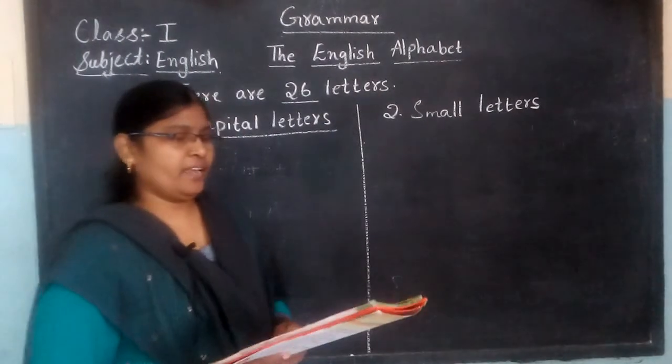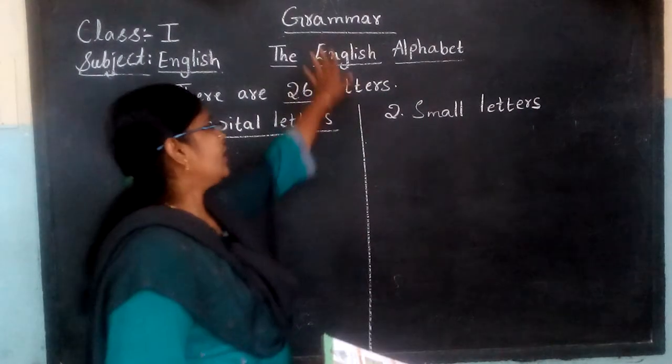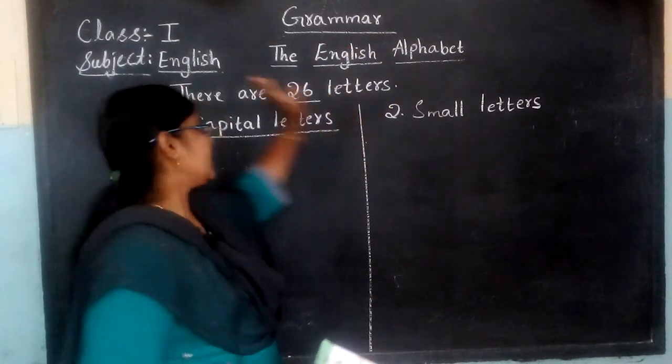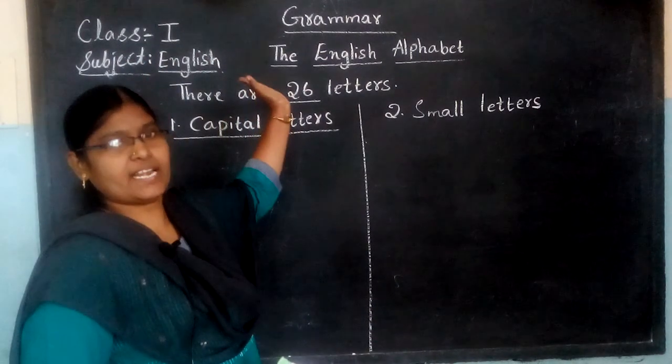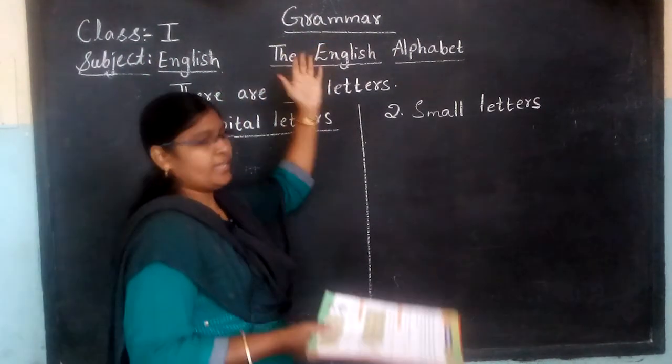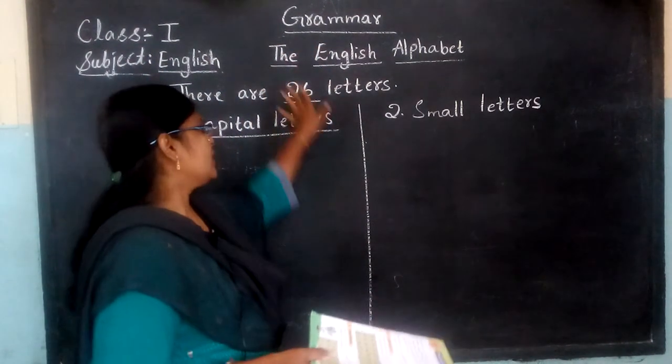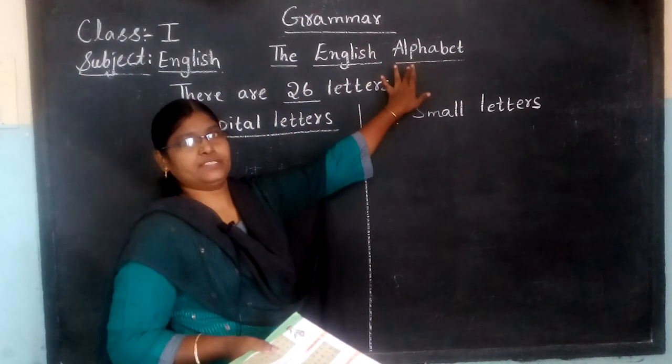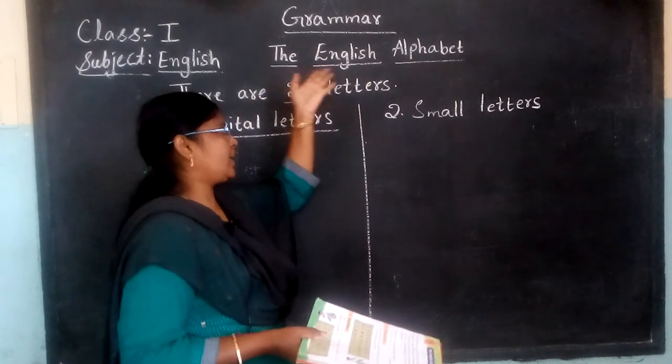Children, today we will learn about grammar. Okay, this is our first class in English grammar. In that first lesson is the English alphabets. What is this? English alphabets.